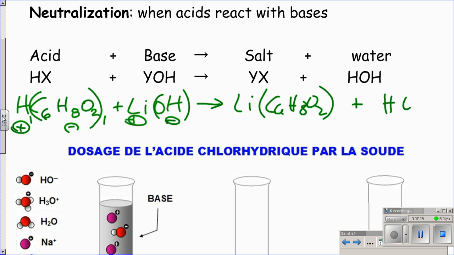Water, HOH. I am not going to write water as H2O anymore, okay? It's easier to see which is a cation, which is an anion when you write it this way, so this is why I'm always going to be putting it like this, so you can see the difference. Okay? This is for you.